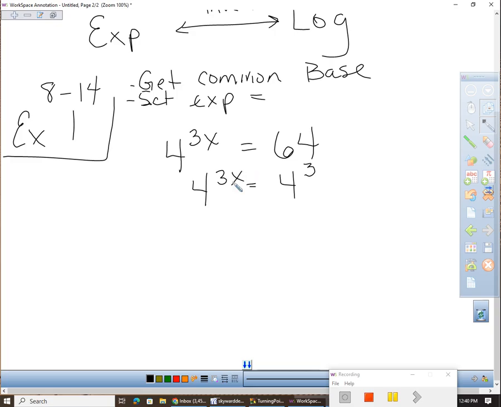If you are able to get the same base and make a one-to-one function, that's what you should do. So then we are going to set our exponents equal to each other. So 3x equals 3. Divide both sides by 3, and x equals 1. Okay? This is similar to what we've been doing, right? Let's do one more similar, but a little bit tougher.